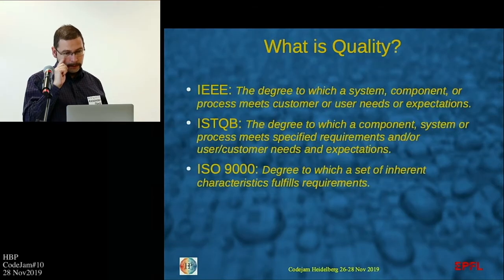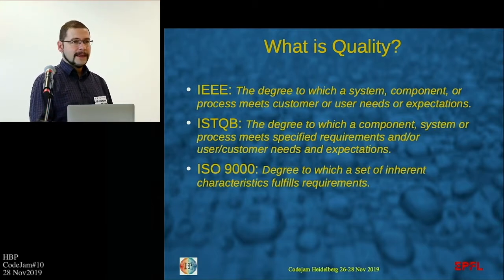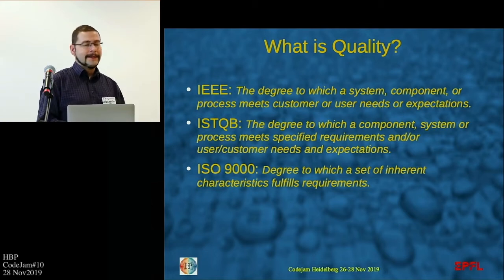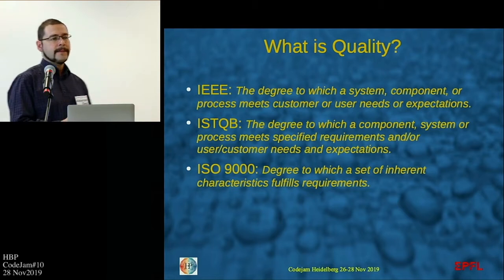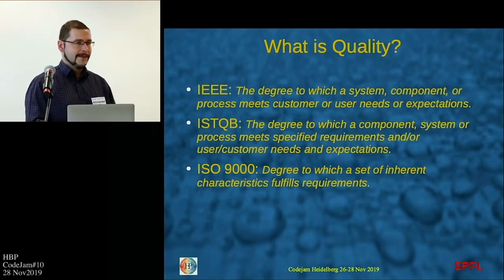So what is quality? There are some different definitions of that, which you can read here, but essentially it's about the same thing. It's about the degree to which a system fulfills some requirements. So some end user requirements, something like that, if you have some requirements at all. So why is quality important? Quality has an effect on many, many different things.